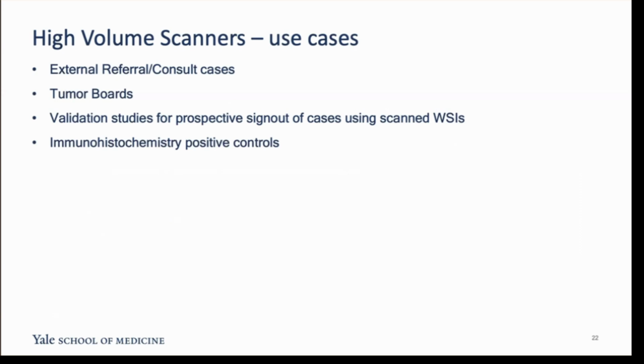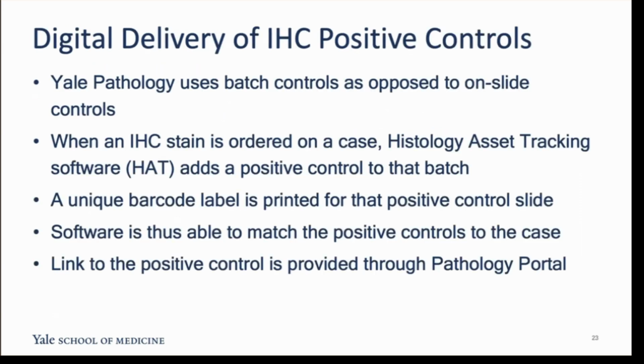And finally, one last use case that we deployed was immunohistochemistry positive control. Here at Yale Pathology, for our IHCs, we do batch controls as opposed to on-slide controls. The reason for that is many years ago, the volume became so much that it was not practical to have on-slide controls on each slide. So when an IHC stain is ordered on a case, there is a custom-built software that we call histology asset tracking software. It adds a positive control to that particular batch.